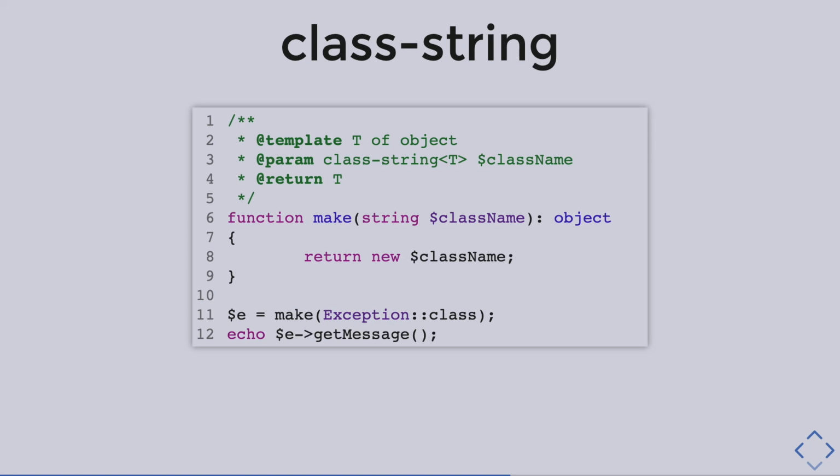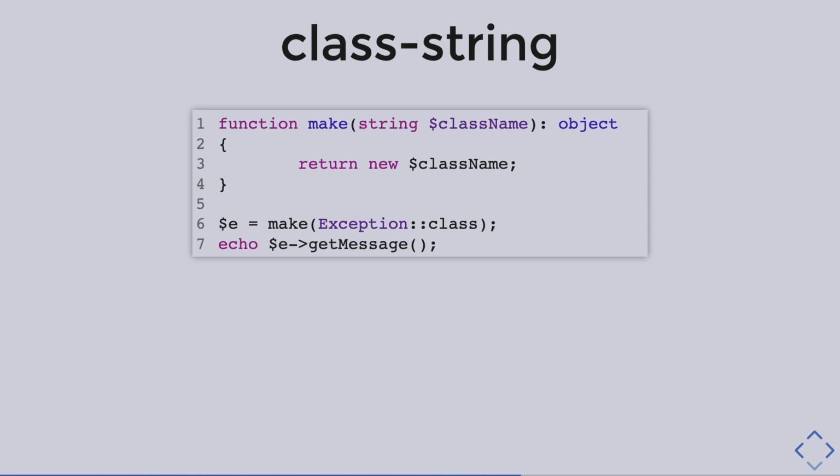So again, for a factory, it is very useful. Here, if I just give an exception class, so the fully qualified class name, in my make method, I know that $e will be an exception, and PHPStan will not see any error here. Without the generics annotation, PHPStan will not be able to know that my object, so $e, is an exception. Also, in my IDE, I will not have any auto-completion. So for the developer experience, it's much more attractive to have this annotation.